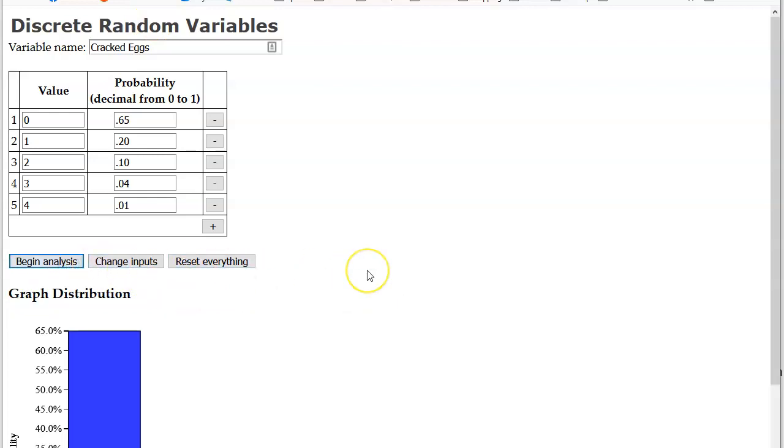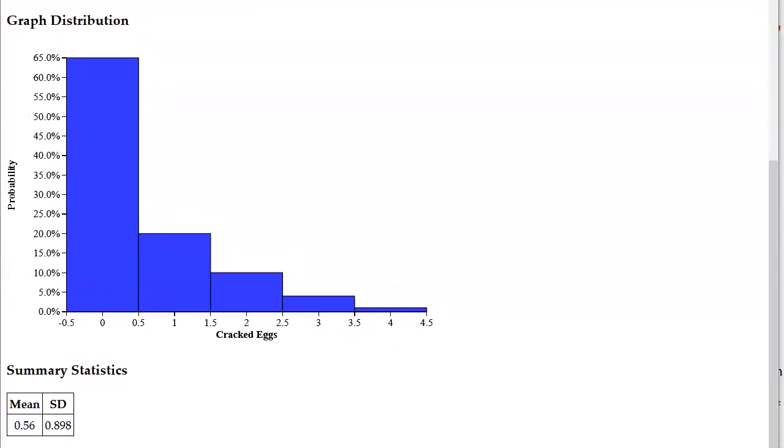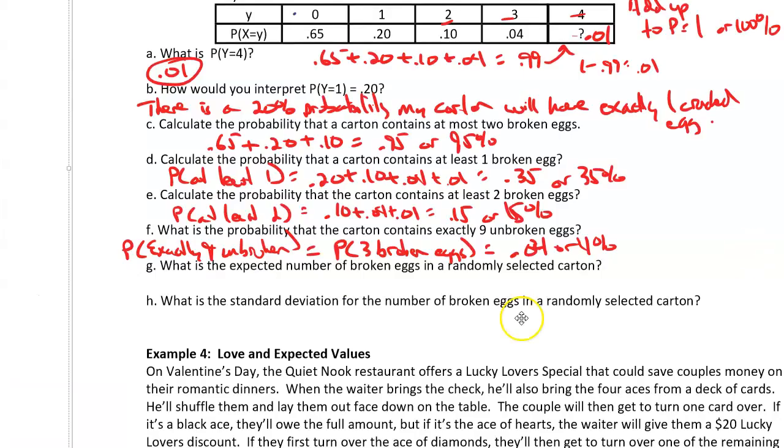So let's do begin analysis. And there is our mean and our standard deviation. It is 0.56 and 0.898. Oops, it's not showing on there. Just a second, let me pull that up into the camera real quick. See, there's our mean right there, the 0.56, and the 0.898 is the standard deviation. So I'll go back, and the expected value is 0.56, and standard deviation is 0.898.